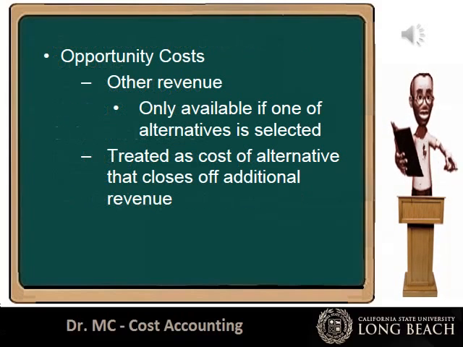Let us now discuss opportunity costs. Opportunity costs are revenues that are only available if you choose one of your alternative actions. You don't get that revenue if you choose the other alternative. For that other alternative in which you don't get that extra revenue, you are supposed to list the lost revenue as a cost. It is a lost opportunity if that alternative is chosen.